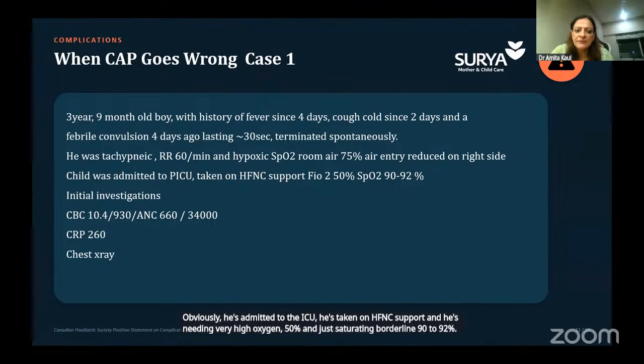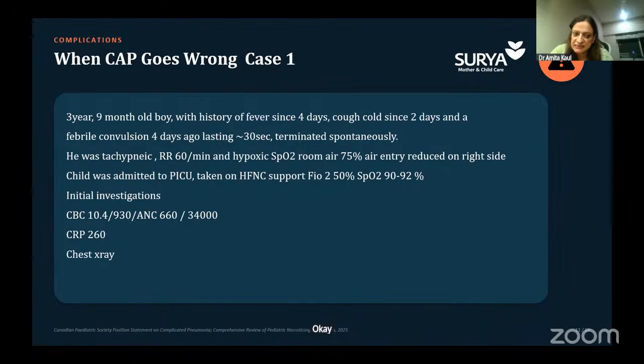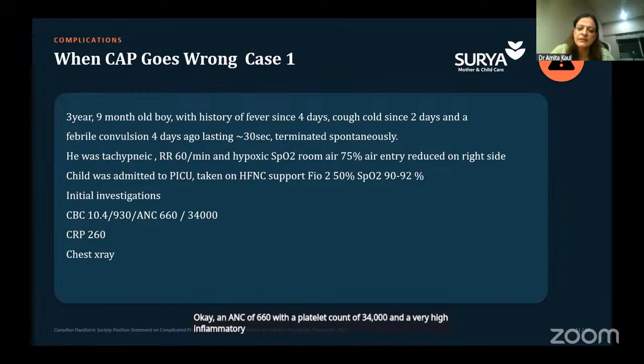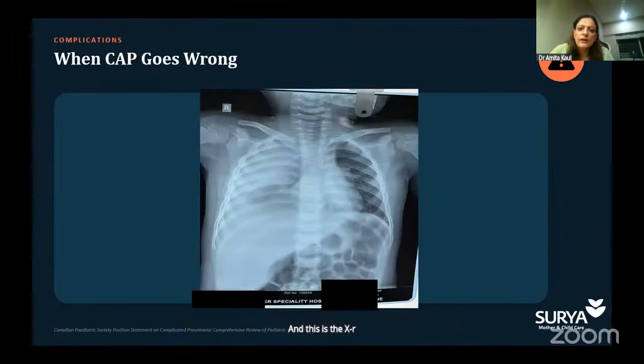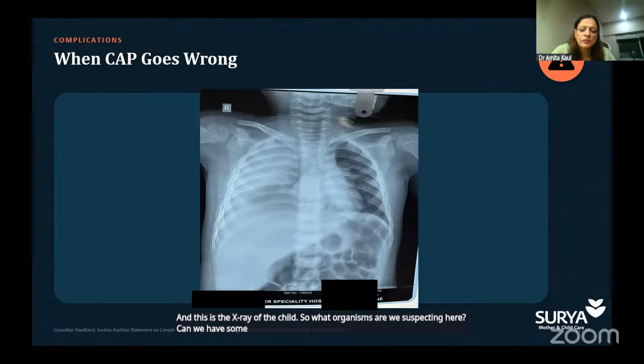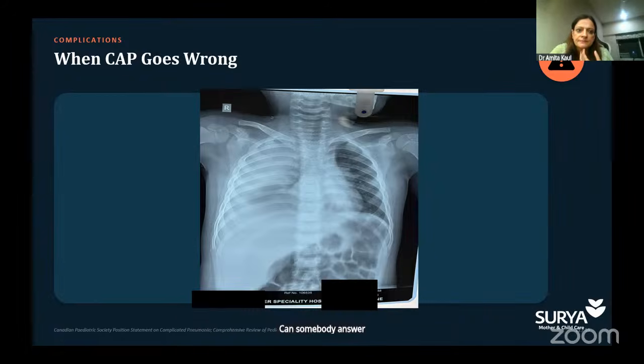So we sent in the labs and we get a hemoglobin of 10.4, TLC of 930, an ANC of 660 with a platelet count of 34,000 and a very high inflammatory marker, CRP is 260. And this is the X-ray of the child. So what organisms are we suspecting here? Can we have some interaction? So what is it? Is it a viral pneumonia, is it a bacterial pneumonia? What is the X-ray picture showing? Can somebody answer on the chat or audio?